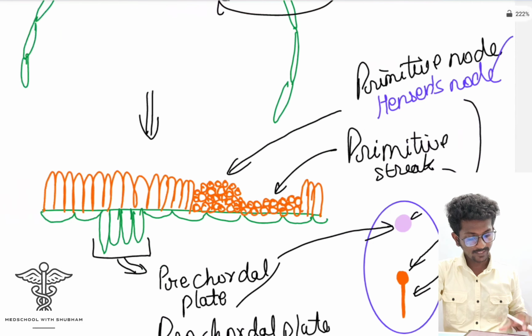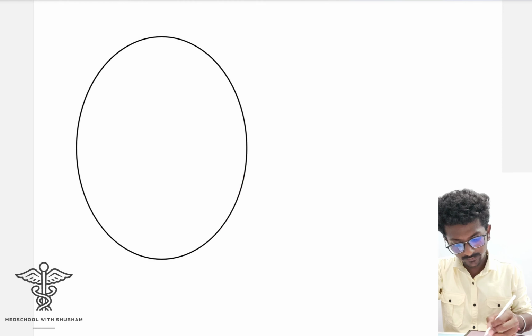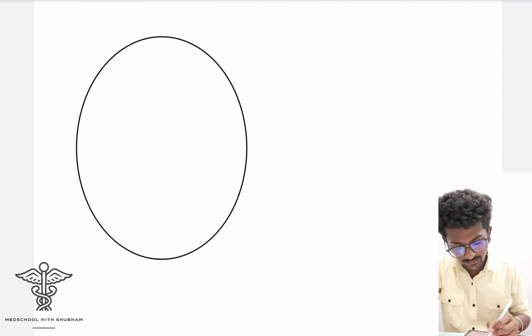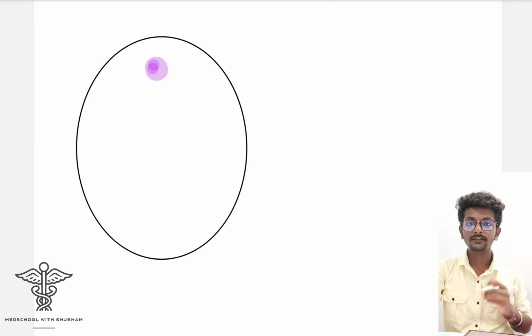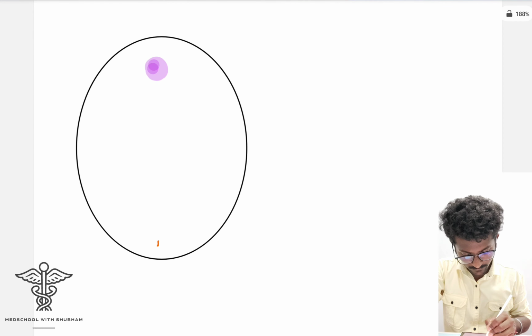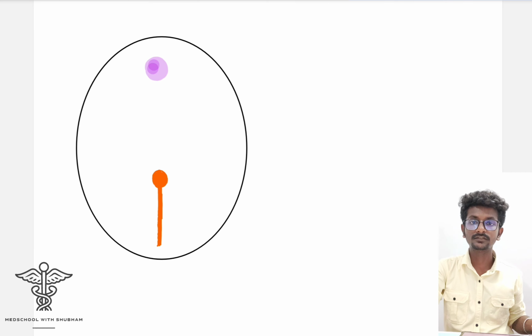Let me explain this same diagram once again. Assume this is the embryonic plate, the embryonic disc, and this is the cranial end, and this is the caudal end. First we will get the formation of the procaudal plate, which is towards the cranial end. Then towards the caudal end, in the midline, we will get the formation of the primitive streak, which will grow from the caudal end towards the cranial end. And when it reaches the midline, it will form a node-like structure, a nodular mass, which is called the primitive node or Hensen's node.